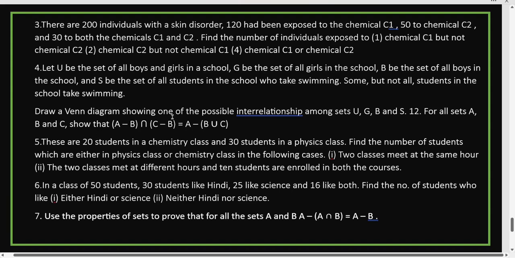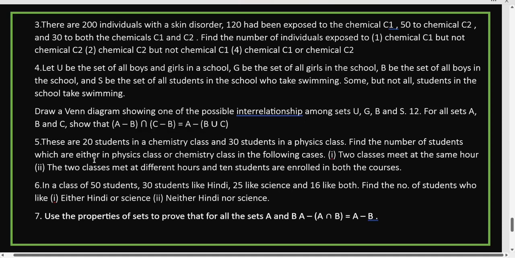Draw the Venn diagram to show the possible interrelationship among U, G, B, and S. For this problem, in this universal set, the sets of girls and boys are given, and S is the set of all students in the school who take swimming. These are all the sets defined. Then, for all sets A, B, C, show that (A minus B) intersection (C minus B) equals (A intersection C) minus B. This is also an important relation, and you can solve them.